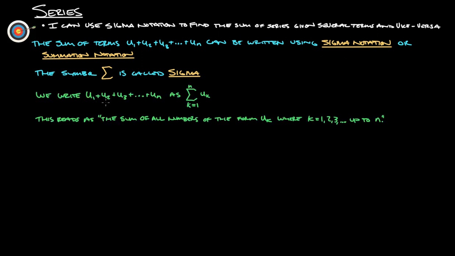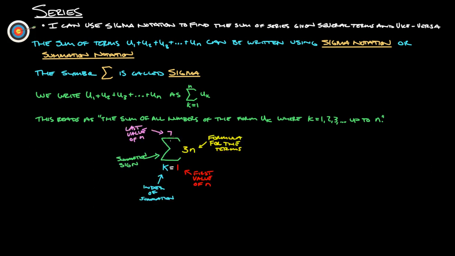We write u1 plus u2 plus u3, so forth and so on, all the way up to un as this here. We've got our sigma notation, k equals 1 on the bottom and n on the top. And then we've got our u sub k out here. So this reads as the sum of all numbers of the form u sub k, where k equals 1, 2, 3, all the way up to whatever n ends up being. That n is going to be the last term in the sequence.